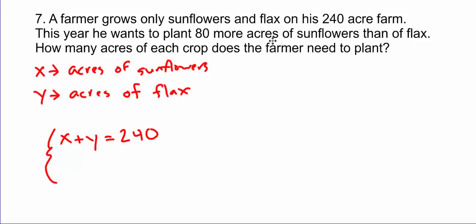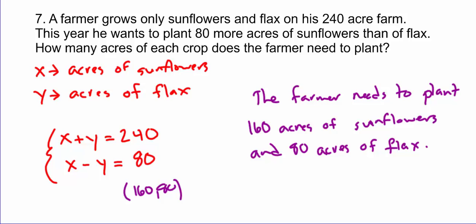This year he wants to plant 80 more acres of sunflowers than of flax. So if I take the number of sunflower acres and I subtract the flax, I should get 80. Hey, I hope you see which way this one's set up to be. But pause the video, solve it, and compare our answer. All right, welcome back. I'm really hoping that you saw that it was just screaming elimination. Plus y minus y. Oh man, use elimination. So anyway, that's what I did. And I got that the farmer needed 160 acres of sunflower and 80 acres of flax.